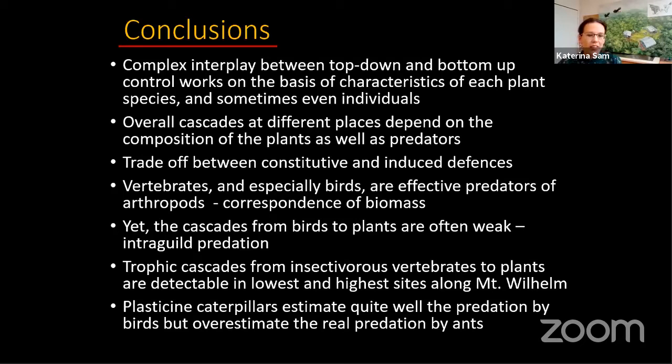And finally, I would like to say that despite I work a lot with the plasticine caterpillars, I more and more believe that the method is not really suitable for estimation of the predation by ants. It more likely detects the abundance of the ants and their ability to try to bite into something rather than reflecting their ability to remove the real live insect from the study system.